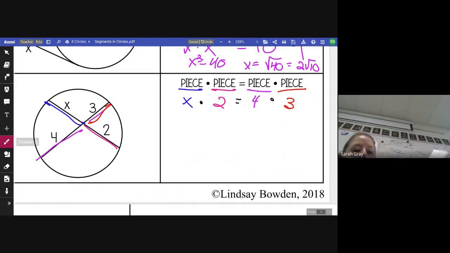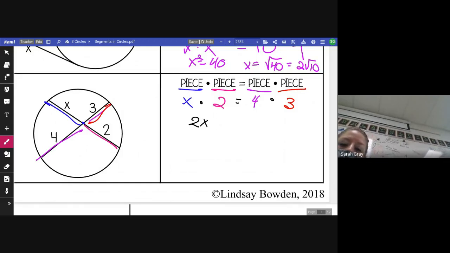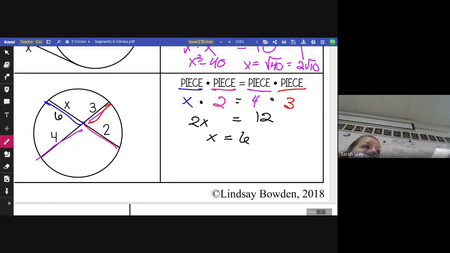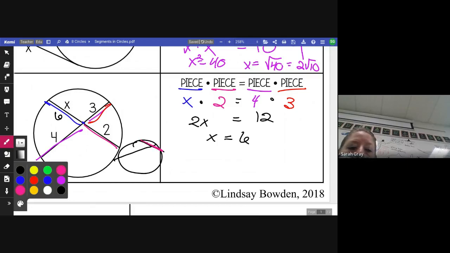All right, so the setup looks like that. X times 2 equals 4 times 3. So x equals 6. And again, these chords are not necessarily going to be the same length. The way they drew it here, it looks like it could be, but you could have a chord real tiny like that and then another chord intersecting that's way bigger. So the chords don't have to be the same length. This formula will still work.